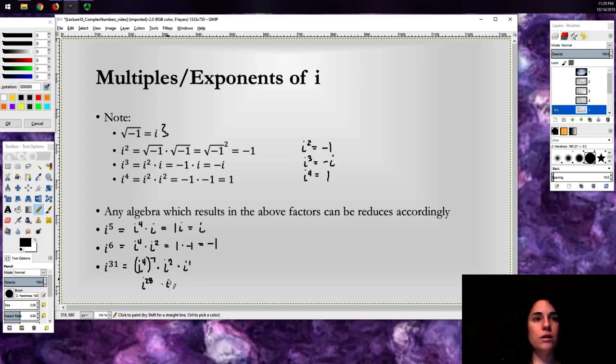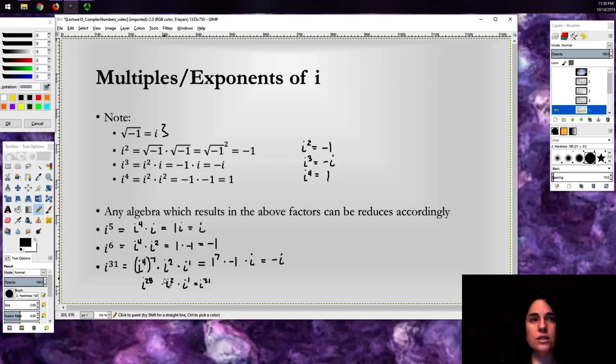Notice overall, when I add the exponents, I'm keeping i to the 31st power. 28 plus 2 plus 1 is i to the 31st power. But I'm going to simplify what I've written here. i to the 4th I recognize as 1, so I get 1 to the 7th power. Ooh, that's easy to evaluate. i squared is negative 1, and i to the 1st is i. So it's just 1 times negative 1 times i. i to the 31st simplifies down to negative i.